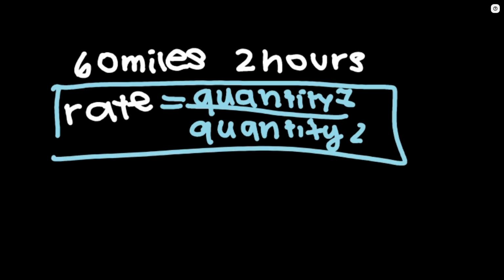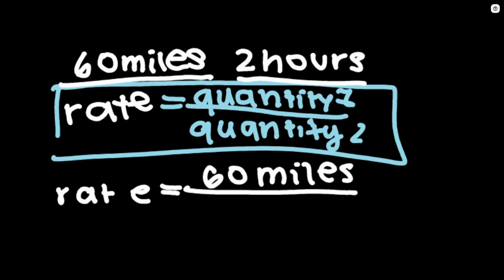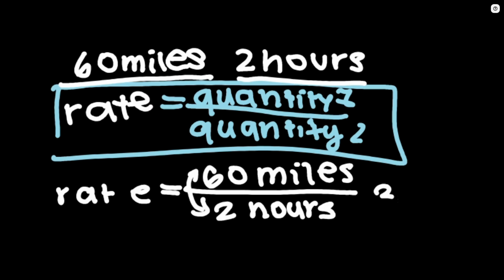Now let's look back at this problem where I drove 60 miles in 2 hours. The rate would equal quantity 1, which is 60 miles, over quantity 2, which is 2 hours. So you get a unit rate. Once you divide these two, you get 30 miles per hour. It's that simple. That's basically unit rate. It's saying how much for 1 unit.